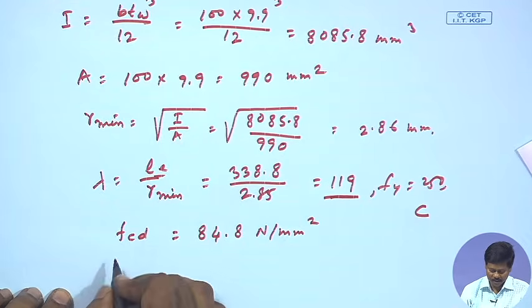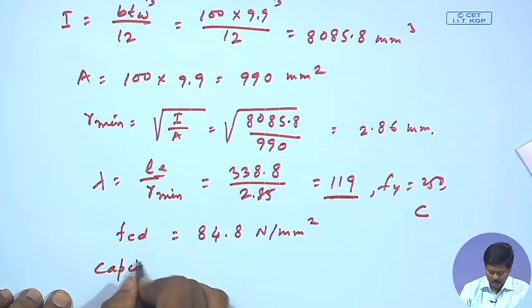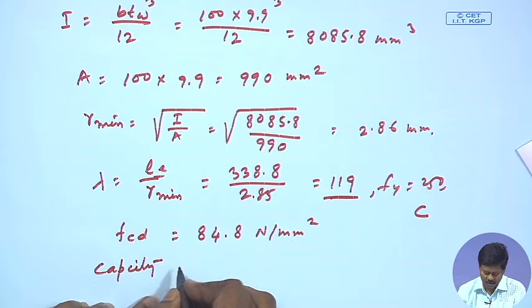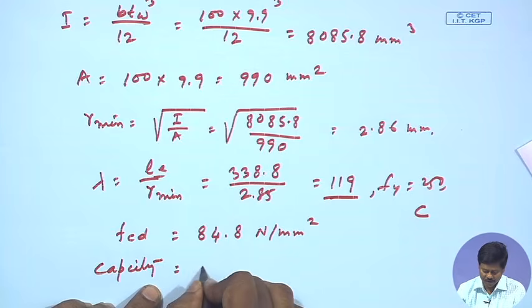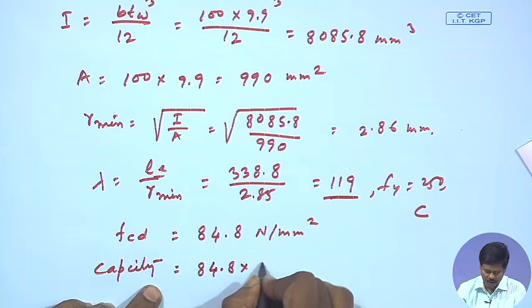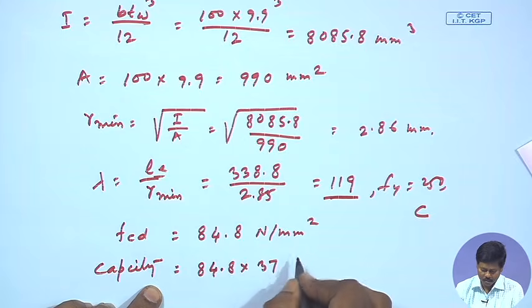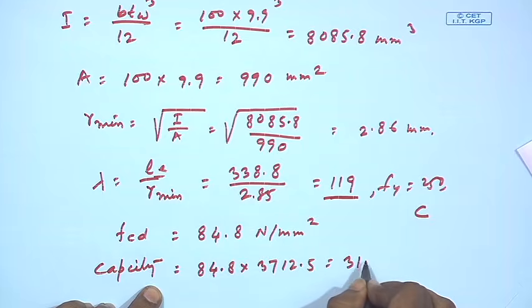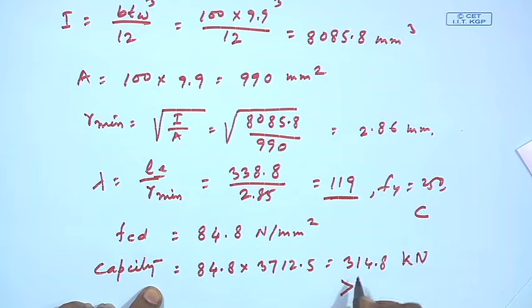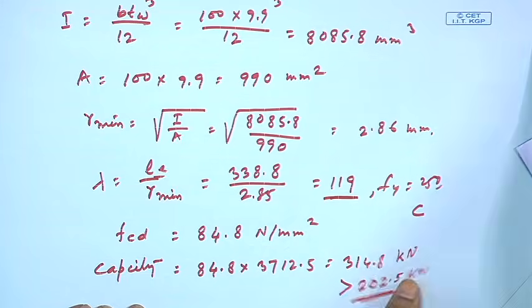So, the capacity, buckling strength, I can find out as FCD value 84.8 into area 3712.5. So, this is becoming 314.8 kilonewton, and that is greater than the maximum reaction, which was coming 202.5 kilonewton. So, it is okay. So, the section is safe against web buckling.